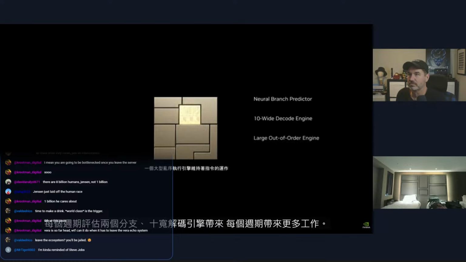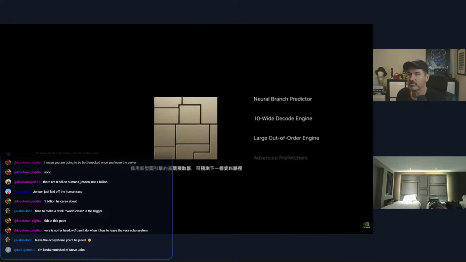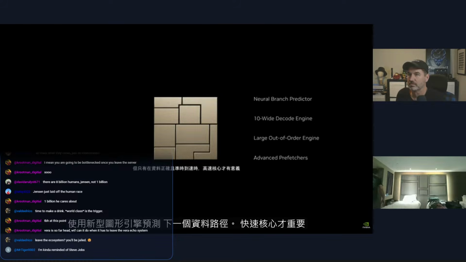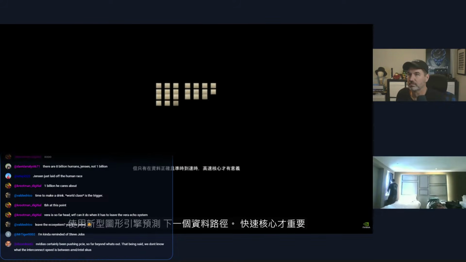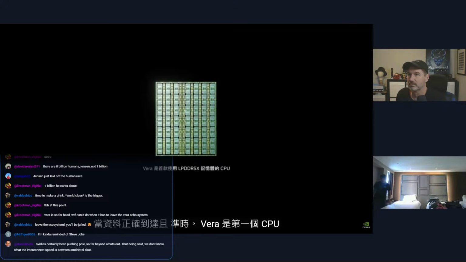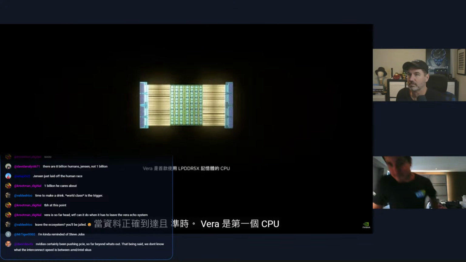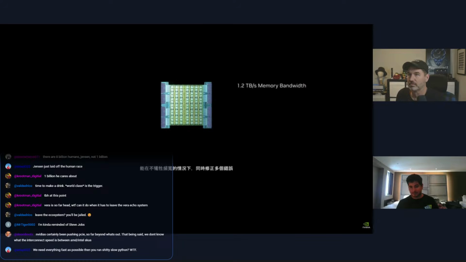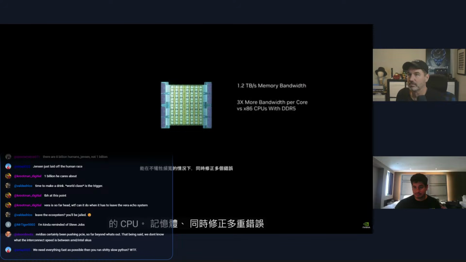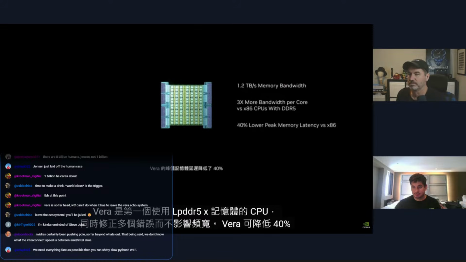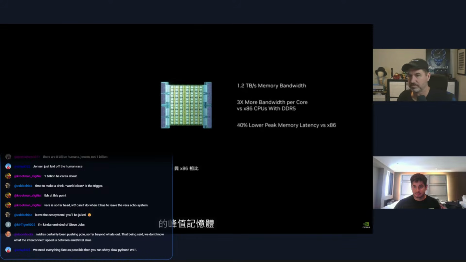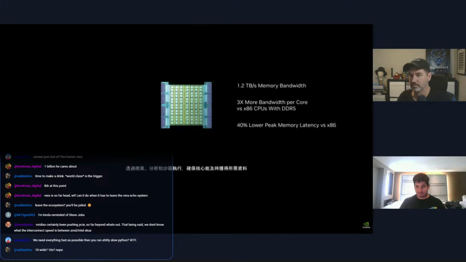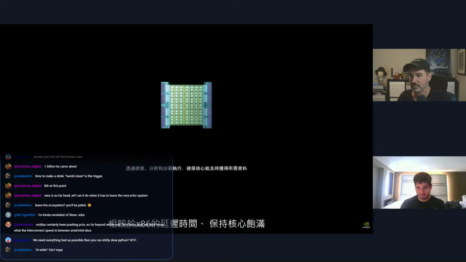A large out-of-order engine keeps instructions moving. Advanced prefetchers with a novel graph engine anticipating the next data path. But fast cores only matter when data arrives correctly and on time. Vera is the first CPU to use LPDDR5X memory, while correcting multiple errors simultaneously without compromising bandwidth. Vera achieves 40% lower peak memory latency versus x86, keeping cores fed on time through retrieval, analytics, and sandbox execution.